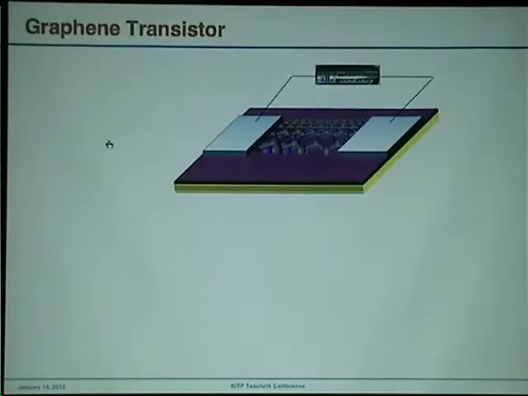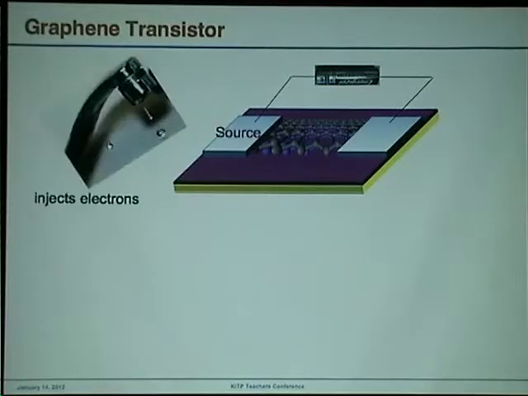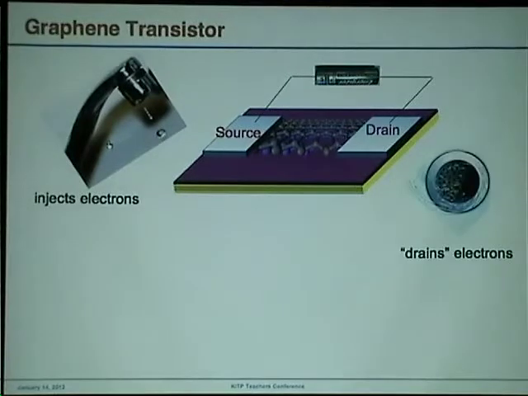The next thing we do is to make a graphene transistor, meaning we put electrodes on them. Next time I'm going to tell you how we put the electrodes on them. So basically a piece of graphene, you put the electrodes and then connect up to a battery. This part we call the source. You can imagine you're injecting the electrons. And this part is called a drain. You drain the electrons. Basically you push the electrons through from one end to another.